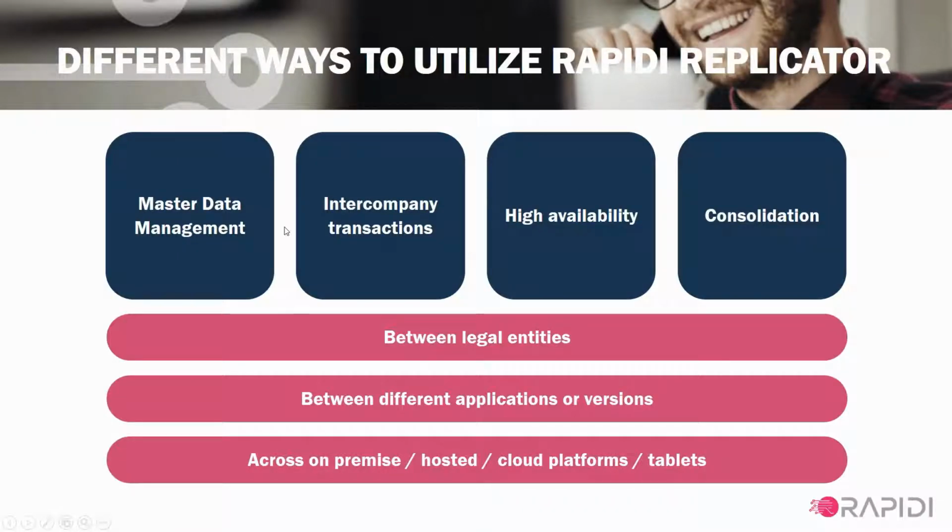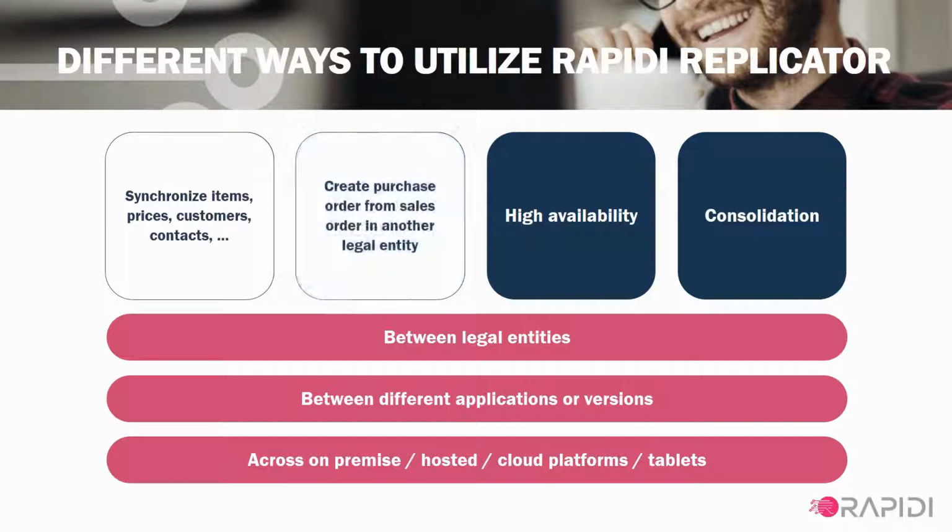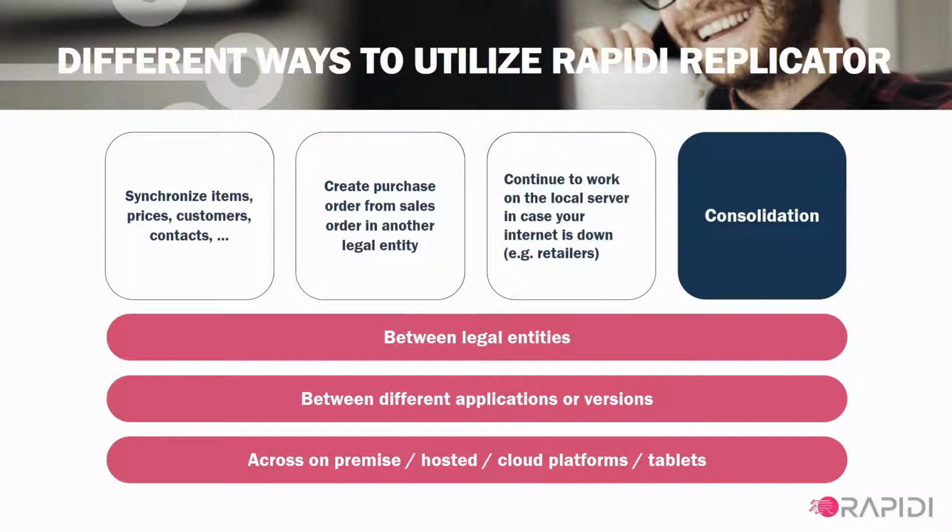Some of the typical scenarios that we see is, for instance, the master data management, where you synchronize item prices, customers and contacts, etc. You can also use RapidiReplicator to transport your intercompany transactions. A very common scenario is to create a purchase order from a sales order in another legal entity or in another database. The RapidiReplicator can also be used for high availability solutions, such as within retail, where you want to make sure that a local store can continue to carry out the business if the internet is down, and then the RapidiReplicator will make sure that we pick up on the synchronization as soon as the connection is back.